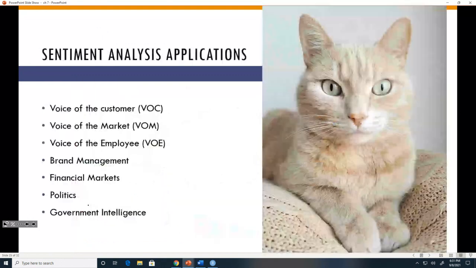I won't go as much into sentiment analysis because we're only going to do the text mining part.